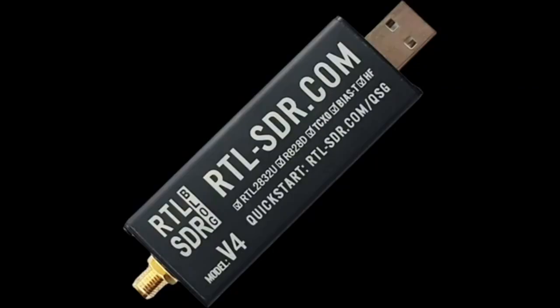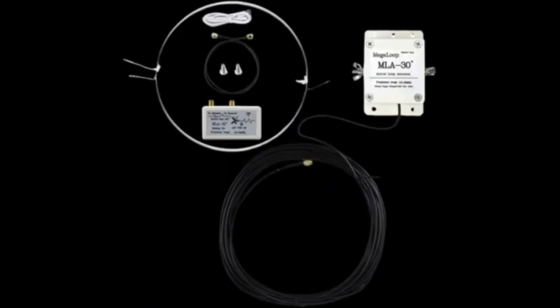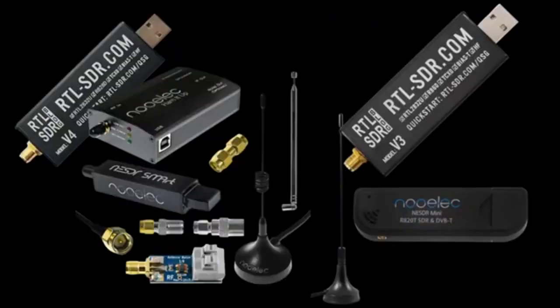An SDR dongle with solid software support ensures compatibility with different operating systems and software applications. Additionally, an adjustable gain allows you to fine-tune the signal strength and minimize distortion. Lastly, if you want to get a good reception, I suggest getting a loop antenna for outside use, like the MLA30 loop antenna, which will boost your reception with the built-in preamp. The link will be in the description for the loop antenna, along with the SDRs.